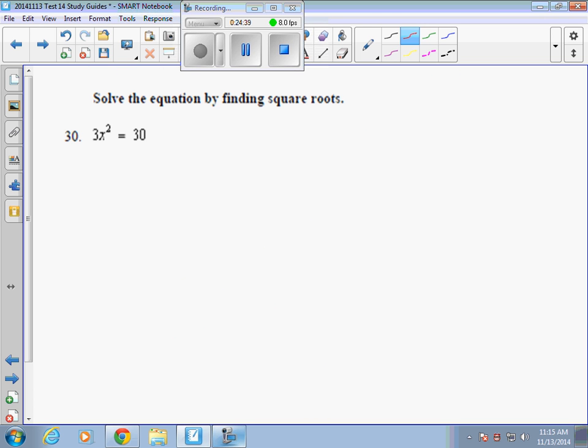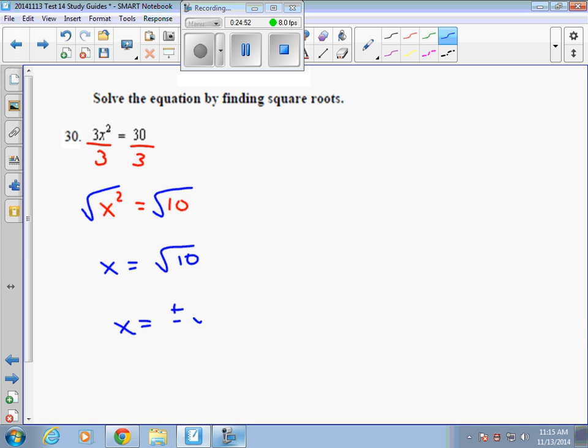30 says solve by finding square roots. Divide by 3. X squared equals 10. Get rid of squaring something by taking a square root. X equals the square root of 10. So x equals positive or negative square root of 10.